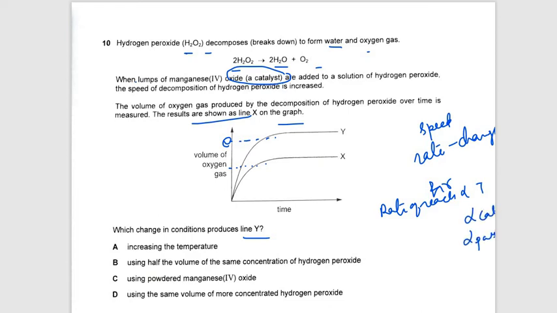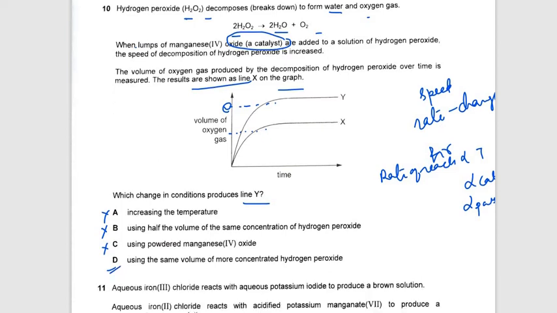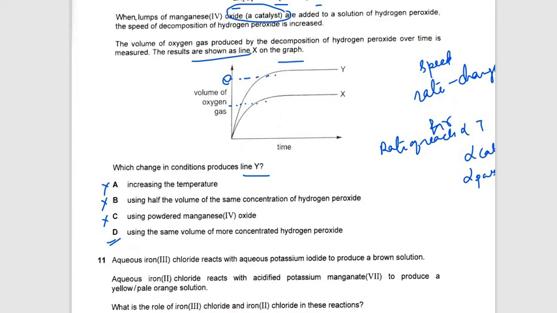Rate of reaction means what? You have the same reactant, and you are getting the product in less time. But here the requirement is different, they want more product. It means these factors are not going to help you. Only when you increase the reactant will you see more product. So option D is correct.